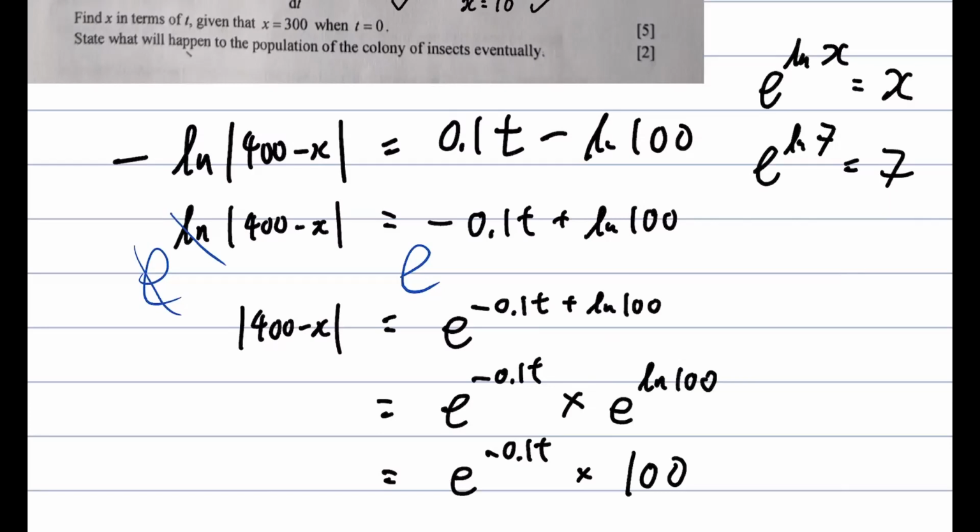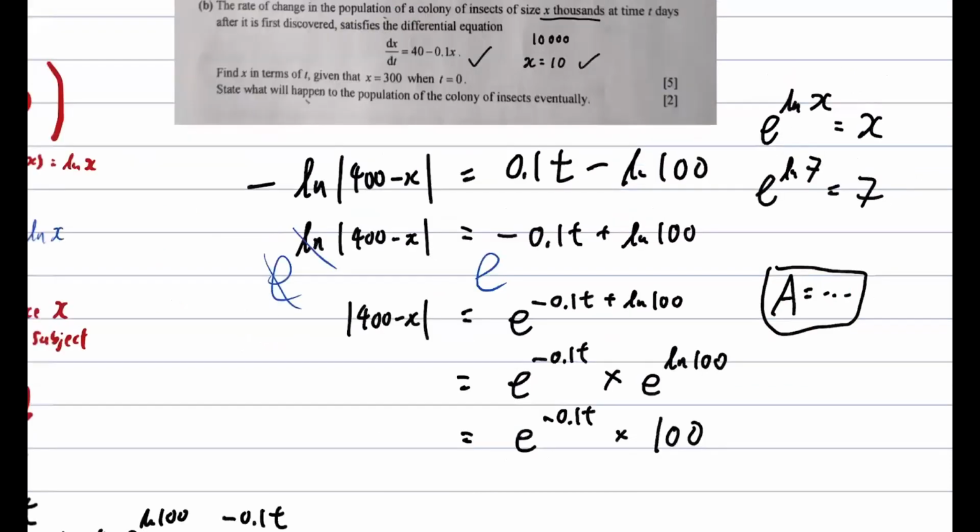Make use of the trick. A equals to the constant. You will need this. You need to do this trick. If not, you will struggle when you're substituting the initial condition again. I think so.